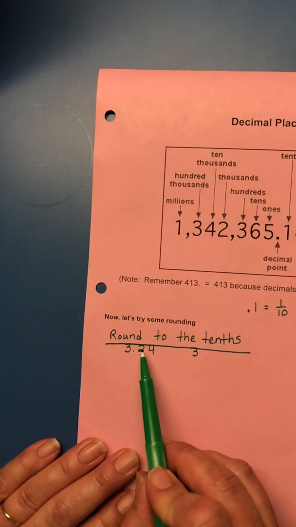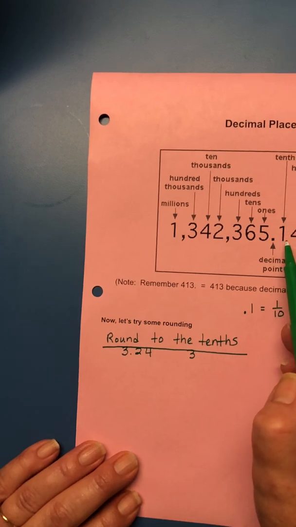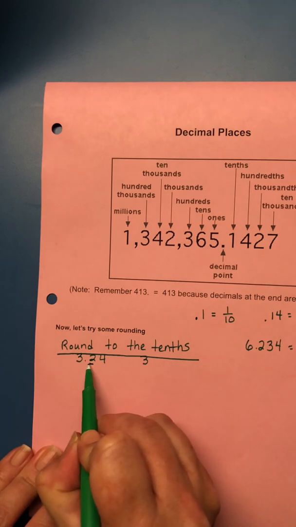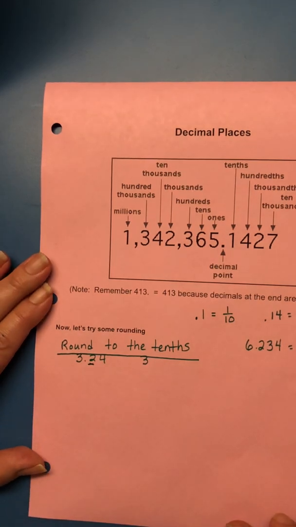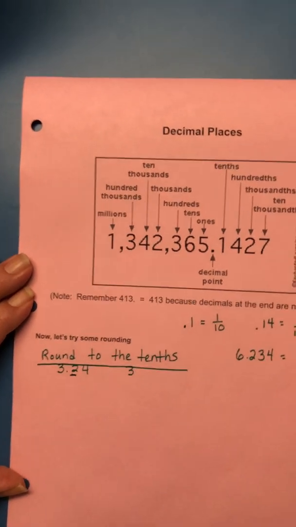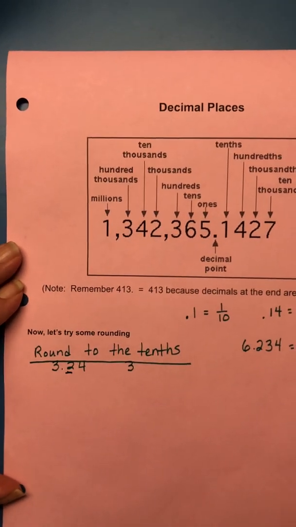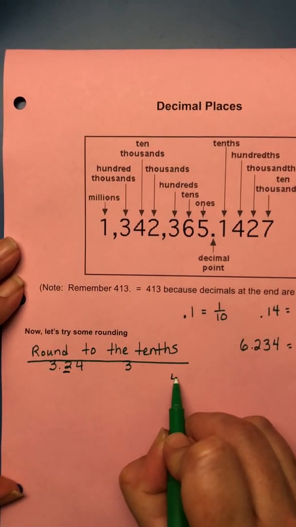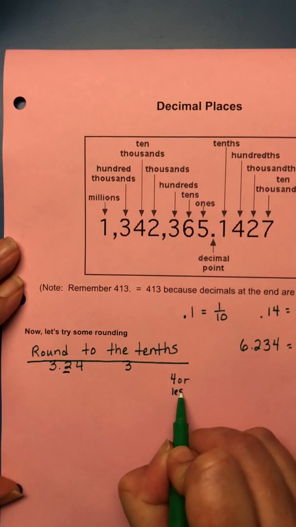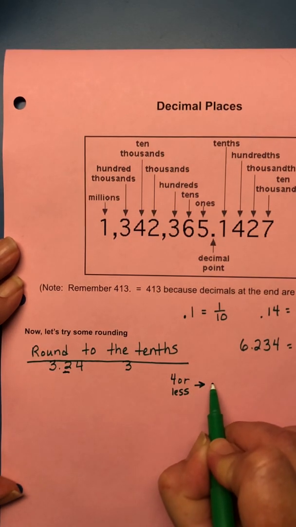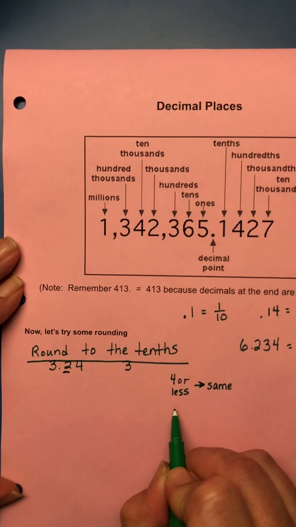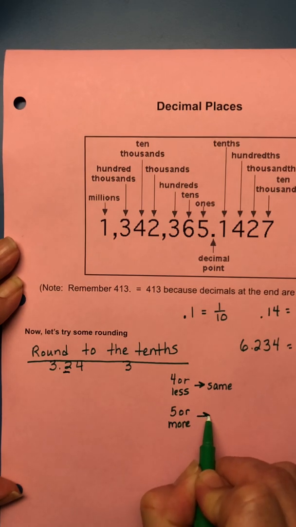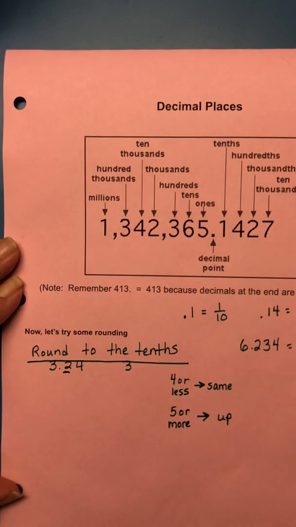Now we're gonna talk about what if I am rounding to the tenths. So I have 3.24. If I'm rounding to the tenths, I know from up here that the tenths is the first number after the decimal. So I'm rounding to the tenths, that 2. So let me get this a little closer. There we go. So I look at the number next to it. And here's the rule. If it's 4 or less, okay, then that number stays the same. If the next number is 5 or more, then that number goes up, okay?